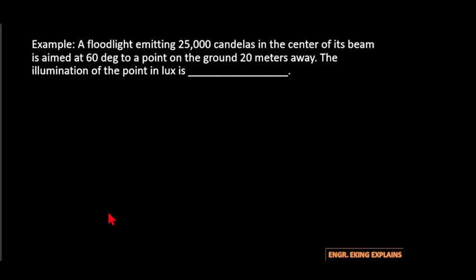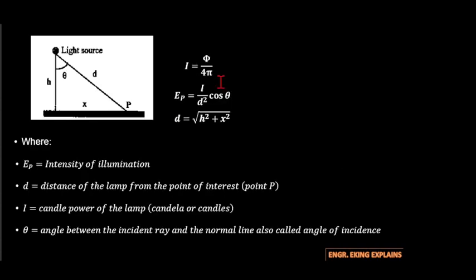Okay, so let's have this one for the solution. The illumination at a point, let's go back to our formula. So this is the intensity of illumination at point P, or the point of interest. That is I over D squared cosine theta. Our I is the candle power, while theta is the angle in degrees. D is the distance, how many meters away our bulb is from the point, 20 meters away. So that's what we will use.